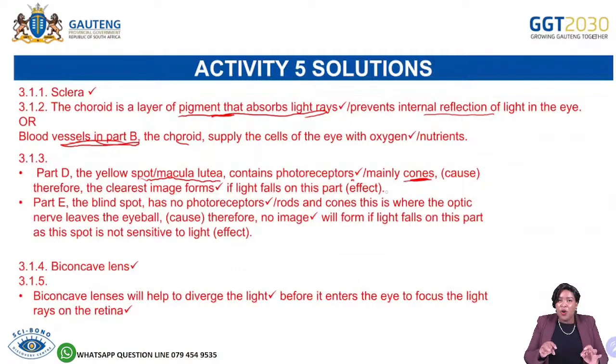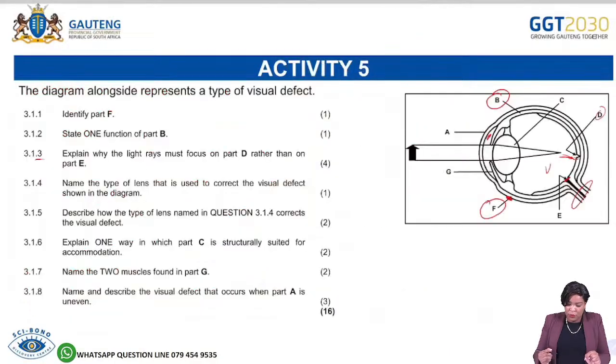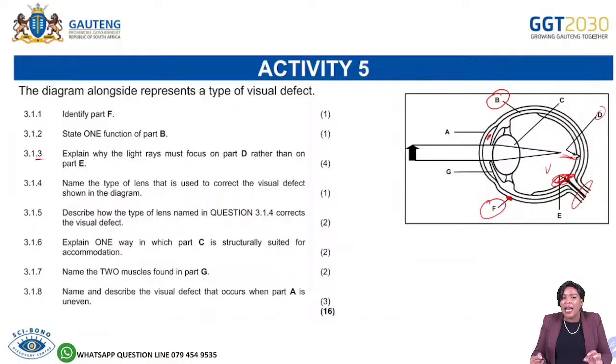So that is why we want light to fall on that part, because it is the part that has the photoreceptors, and it is the part that is going to allow the eye to form the image when that light falls on it. However, if light falls on part E, which is the blind spot, let us look at part E. I want us to go back to part E. Here is our part E. Part E is our blind spot.